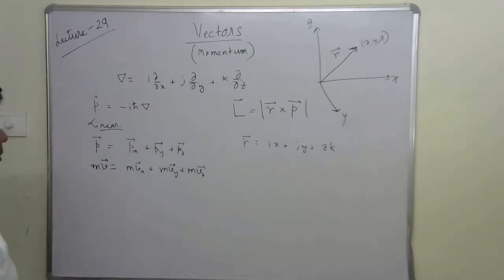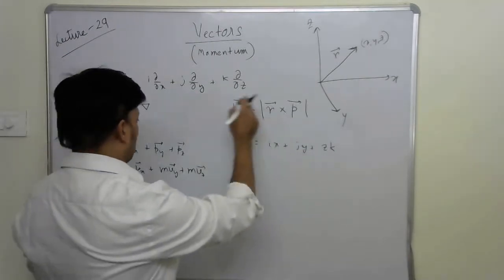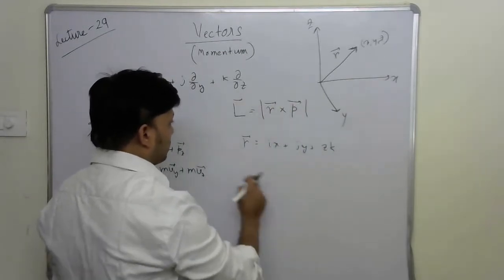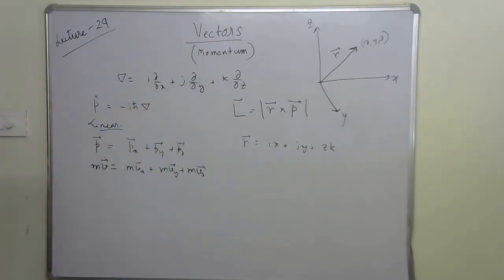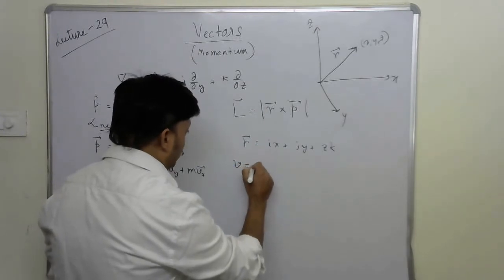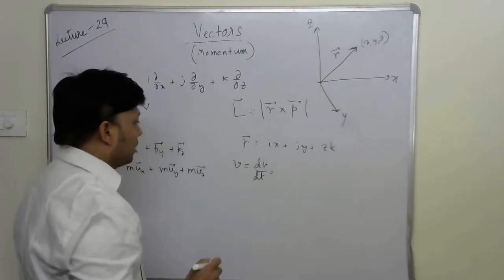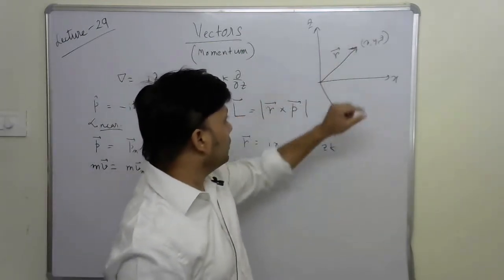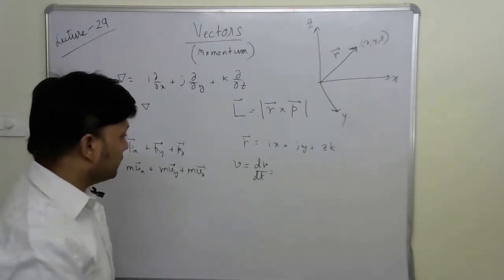Okay, so therefore now we have to decide the cross product of L, that is the R cross P. Now before we go, once again we also define this quantity v is equal to dr/dt. Okay, because this r, okay, because the particle is moving, so its velocity is dr/dt.